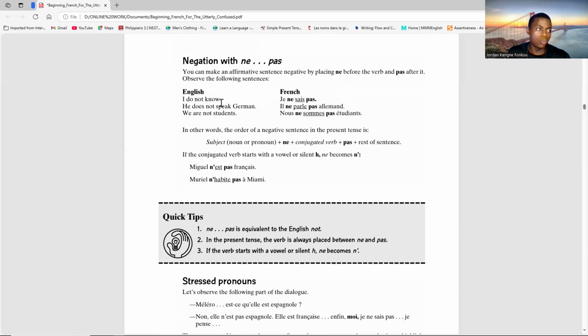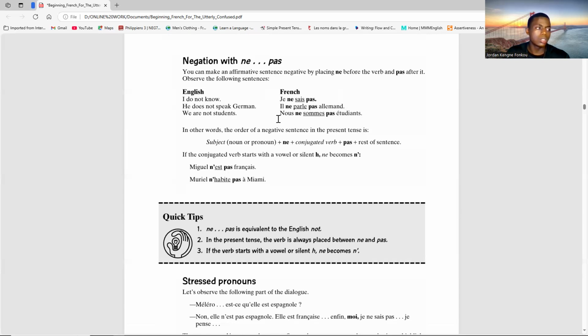I do not know would be je ne sais pas. Remember we saw earlier, I know, je sais. I do not know, je ne sais pas. Sais is the verb to know and ne pas is the negation. He does not speak German. Il ne, the verb parle allemand. Il ne parle pas allemand.